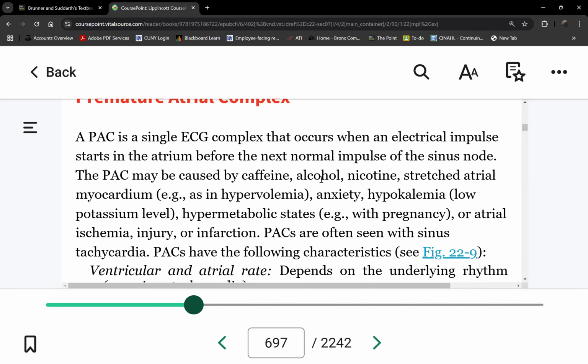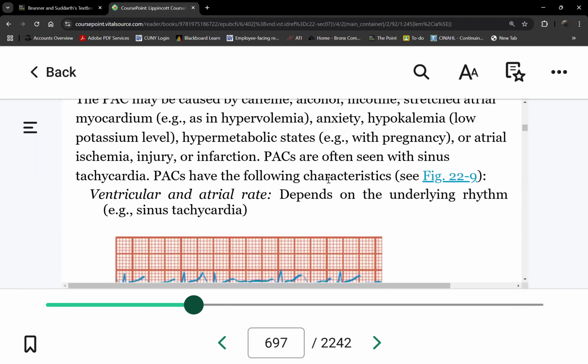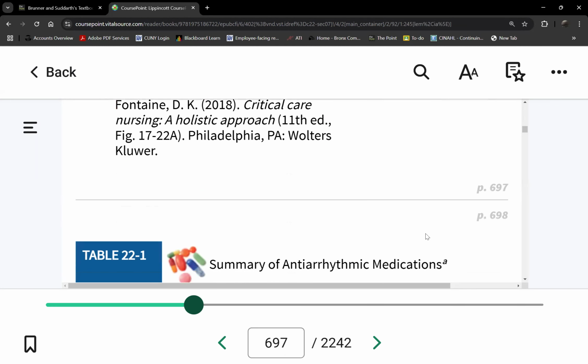Yes and no. Sometimes you just feel like, oh, my heart skipped a beat. That's the only subjective sensation the patient will have. So here are the causes. You have a long list of causes there.